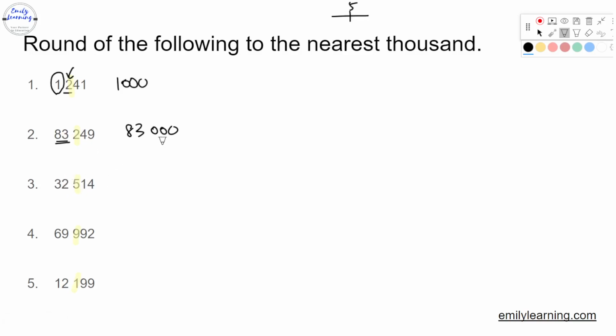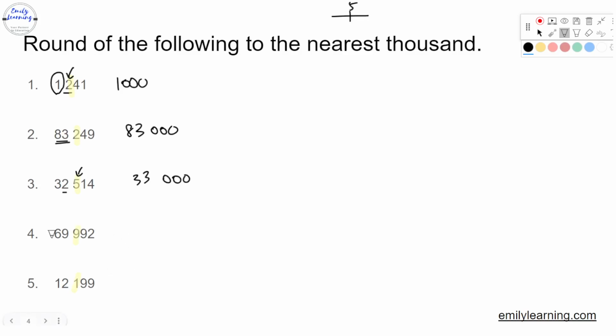Next, I will round 32,514 to the nearest thousand. So I'll check the hundreds place. So the hundreds place is 5. Okay, so because it is 5 or more, I'll round up. So I'll increase the thousands by 1. So from 32,000, now it becomes 33,000.